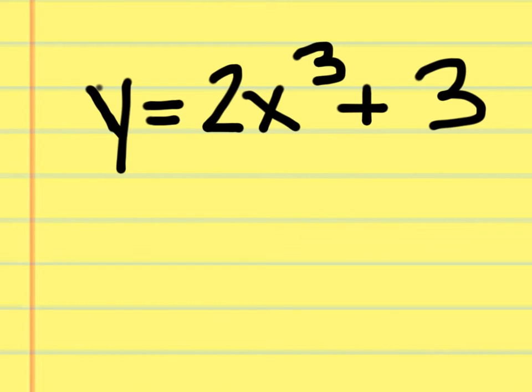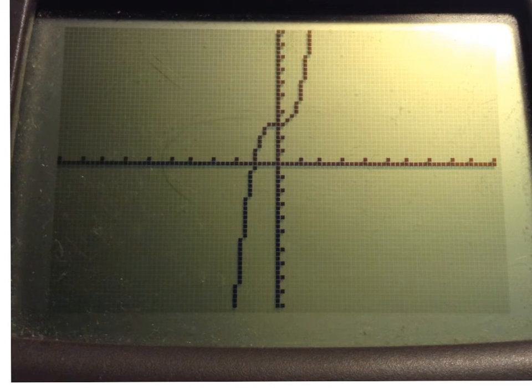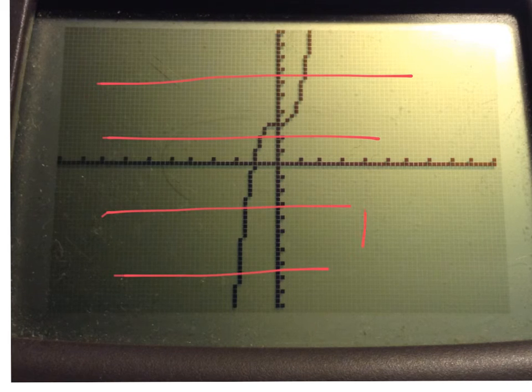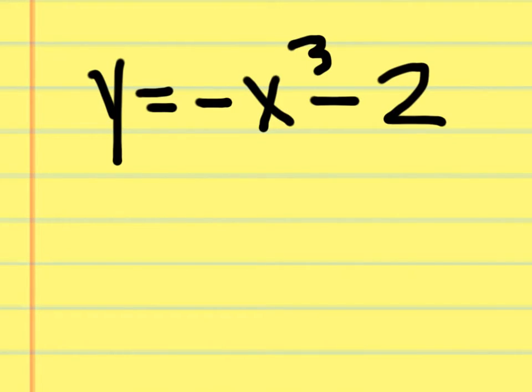So if you put in 2x to the third plus 3 and then graph it, you should get something that looks like this on your calculator. The horizontal line test says that no matter where I draw a line in here, the inverse would be a function because we're crossing at only one spot no matter where the line goes. Negative x to the third minus 2. Yes or no? Would that inverse be a function?